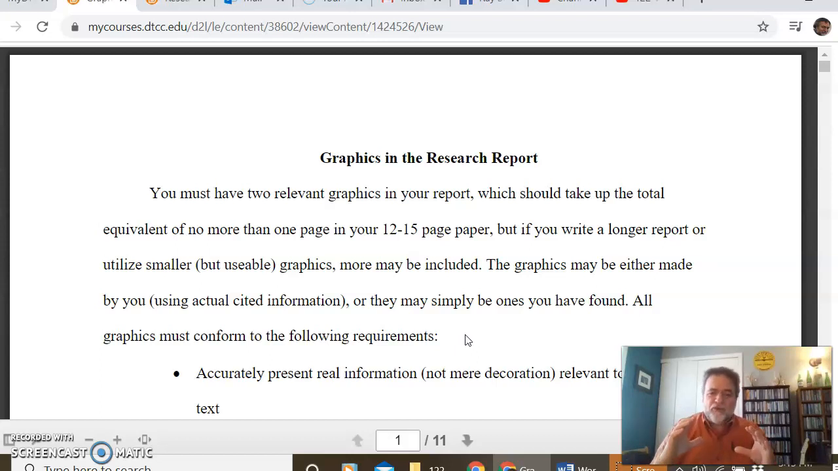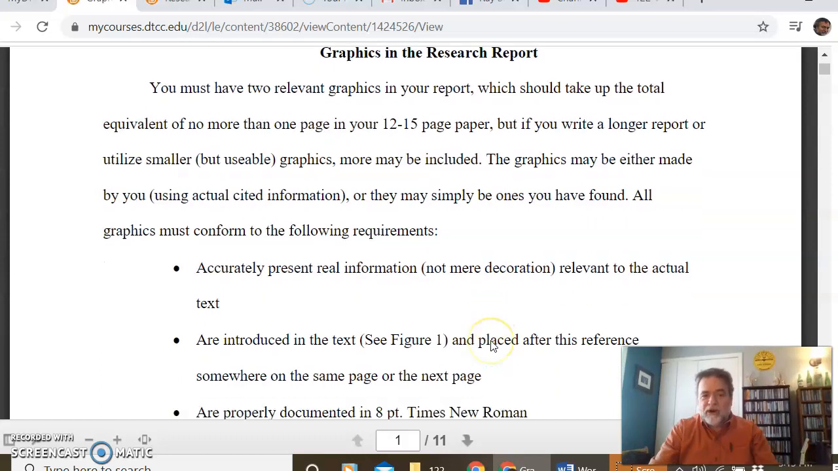These must be readable and useful, and they must be relevant. And I'll explain what that means. But these graphics, as I put here, may be either made by you, and there are some examples here that use cited information, or they can just be ones you found. Maybe there's a cool graphic in the article, by all means use it. But all graphics must conform to these requirements.